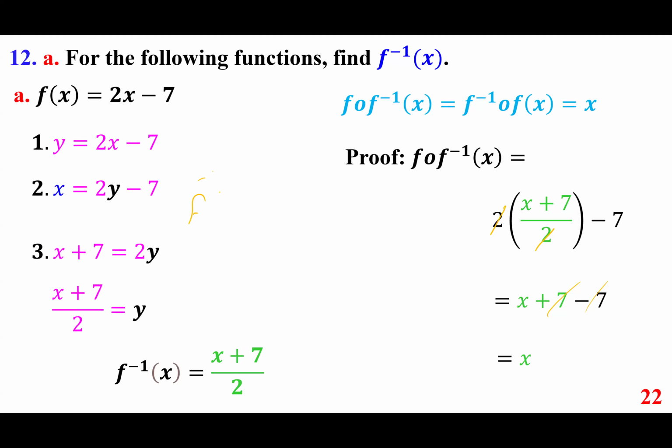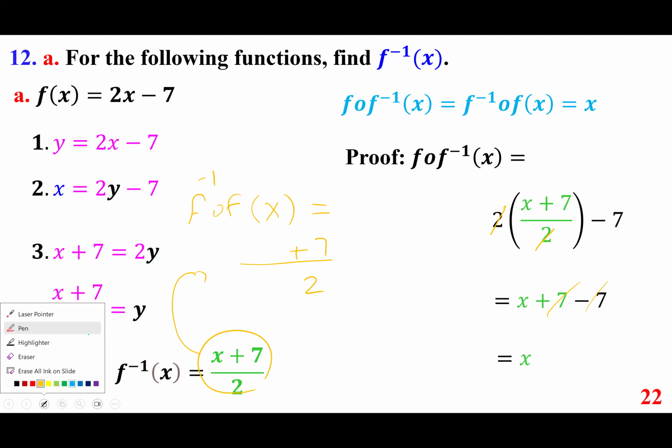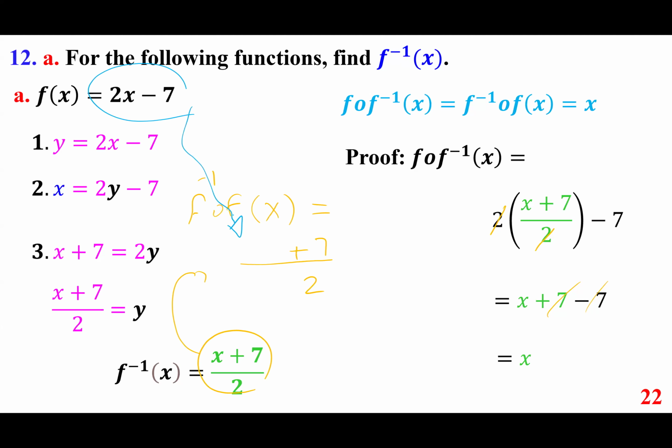So f inverse of f is also extremely easy. Over here, we're going to write x plus 7 over 2 and replace the x with 2x minus 7. These two cancel each other. We get 2x over 2, or simply x, and it checks. So actually I did both, okay?